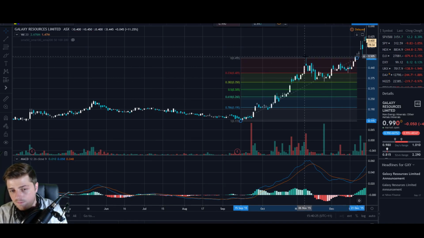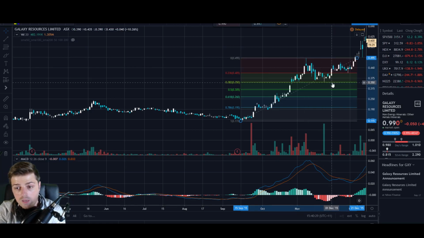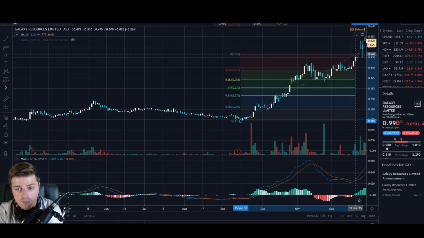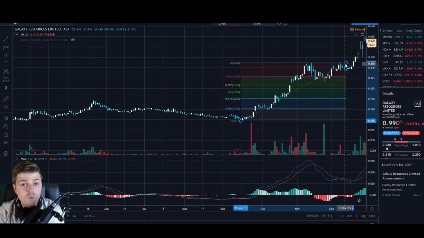So of course, if the Fibonacci doesn't pull back, if it doesn't keep pulling back to hit the 38.2, we just keep extending our Fibonacci until that 38.2 is hit. That's when you know your Fibonacci level is valid.